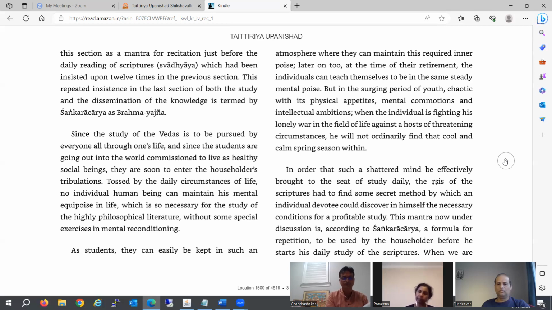Continue. One more paragraph. As students, they can easily be kept in such an atmosphere in which they can maintain this required inner voice later on too. At the time of their retirement, the individuals can teach themselves to be in the same steady mental voice. But in the surging period of youth, chaotic with its physical appetites, mental commotions, and intellectual ambitions, when the individual is fighting his lonely war in the field of life against a host of threatening circumstances, he will not ordinarily find that cool and calm spring season with him.